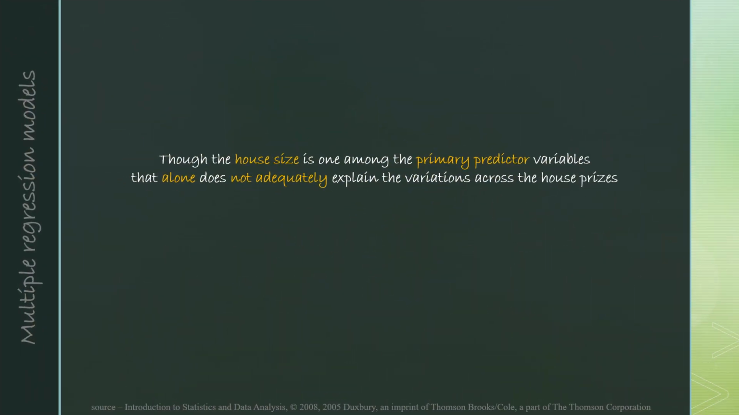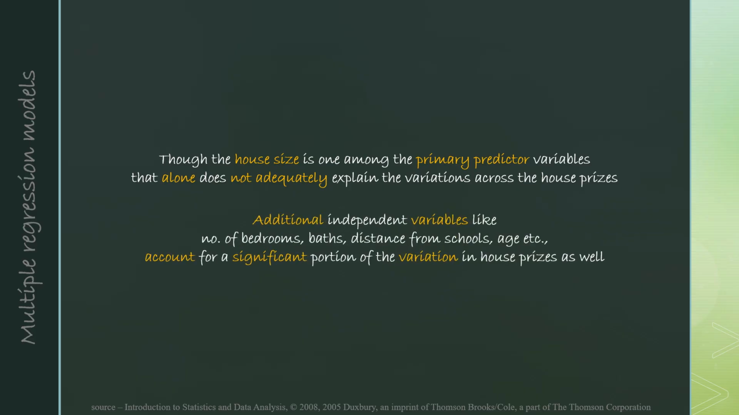For example, let's take the case of the house prices in any given city. Though the house size is one among the primary predictor variables, that alone does not adequately explain the variations across the house prices. Additional independent variables like number of bedrooms, baths, distance from schools, age, etc. account for a significant portion of the variation in the house prices as well.